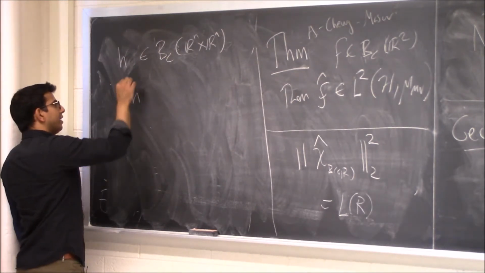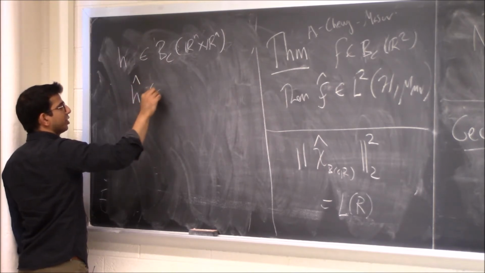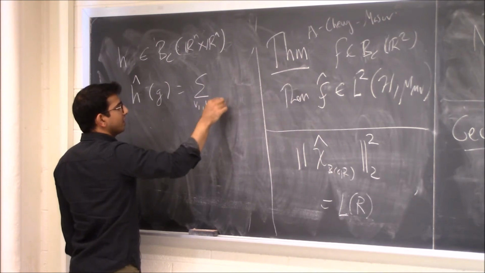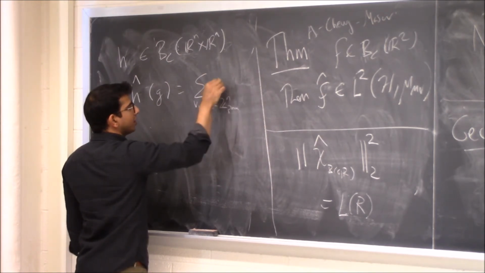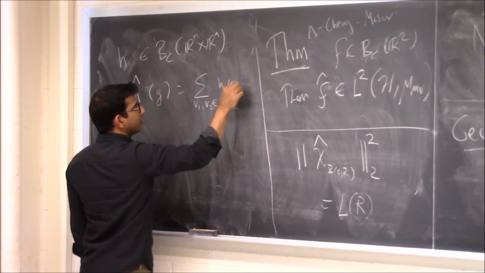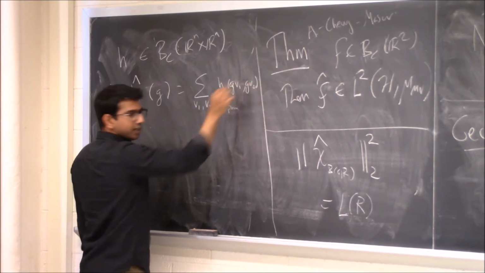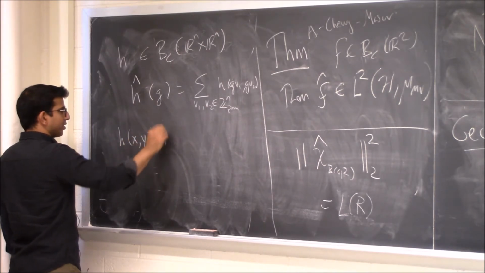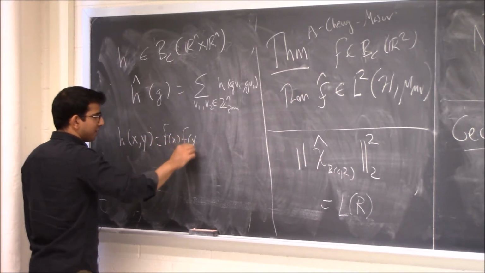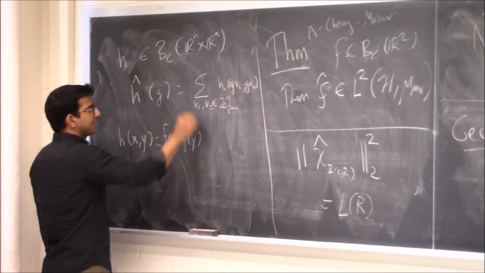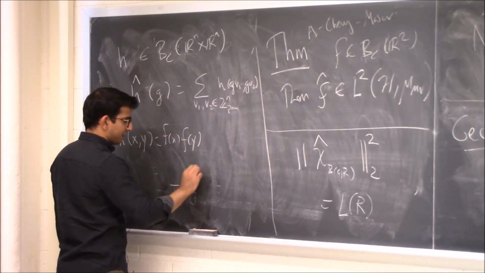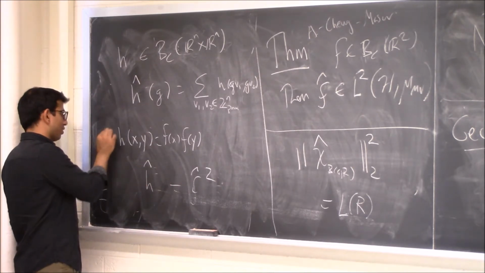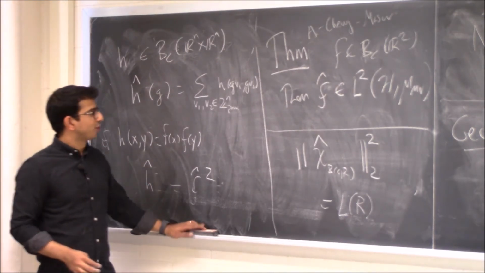Now define h hat, by abuse of notation, of G to be the sum over all pairs of vectors in Zn prime of h of (Gv1, Gv2). Notice that if I apply this to h of (x, y) equal to f of x times f of y, where f is in BC, this is exactly equal to f hat squared. Then h hat is exactly f hat squared. If h is this, you're just summing over all things.